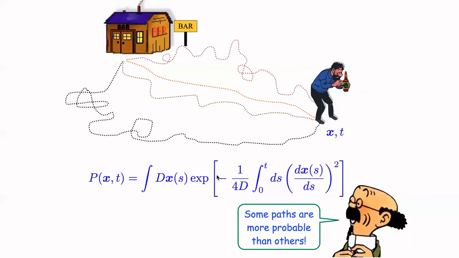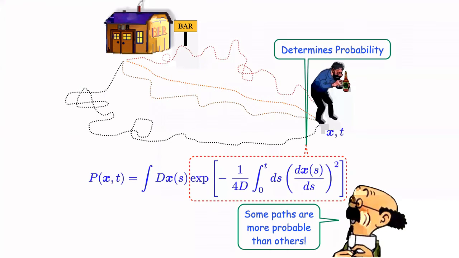So what should you do? For each path, you are assigning a probability, and in the case of Brownian motion or the random walker, if you look at this exponential term, there is e to the power of minus 1 by 4D. D is just a constant, and it is known as the diffusion coefficient of the random walker. It depends upon how fast the person is walking and so on. And then you have the functional that I talked about.